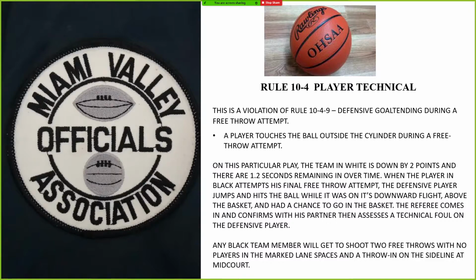The referee comes in and confirms with his partner, then assesses a technical foul on the defensive player. Any black team member will get to shoot 2 free throws with no players in the marked lane spaces and a throw-in on the sideline at the division line. Now, Rayshawn will talk to us about the corresponding casebook play.